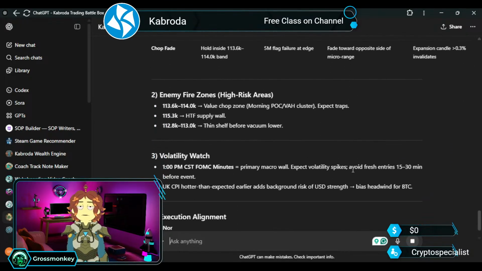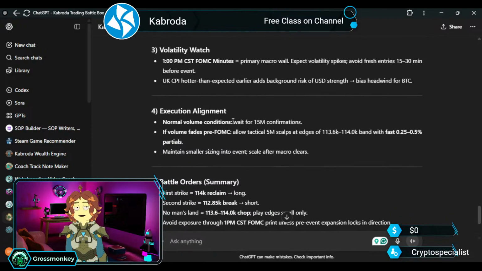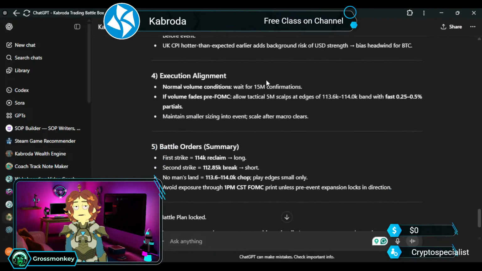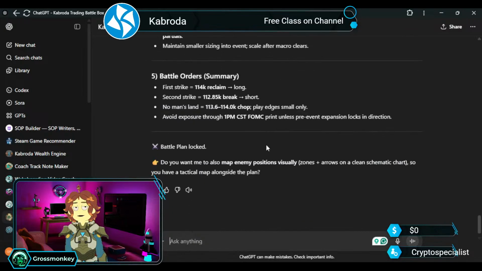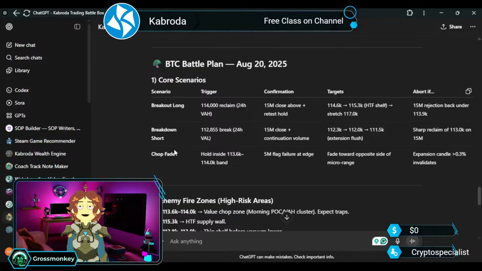If you've never seen a battle plan before, we have the strategies here, different zones that we have to watch out for, times when volatility might spike, as well as a few more things to watch out for, and the levels along with a short summary of what's happening. So first off, we got that breakout long. If we do get that 114K reclaim and a 15-minute close above and retest hold, we're going to be looking for 114.6K to 115.3K.